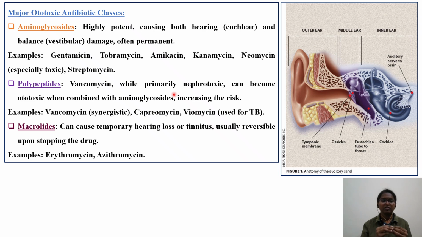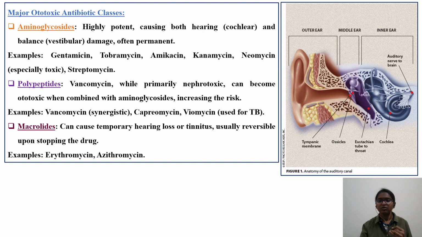Basically, the primary target organ of vancomycin is the kidney, that is nephrotoxic, but along with that it also causes ototoxicity. Then we have capreomycin and viomycin. Viomycin is used for tuberculosis. Coming to the third class, macrolides. Macrolides can cause temporary hearing loss or tinnitus, usually reversible upon stopping the drug. Once you stop taking this macrolide class of antibiotics, your ear can regain its function. Examples are erythromycin and azithromycin.